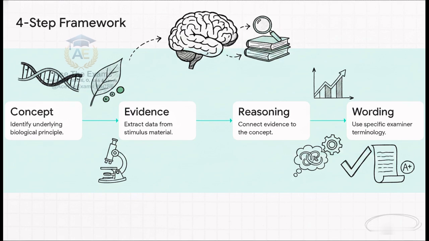Step 1, identify the underlying biological concept. Step 2, extract evidence or data directly from the stimulus material they give you. Step 3, apply scientific reasoning to connect that evidence right back to the concept. And finally, step 4, use specific examiner wording. I'm talking about those precise syllabus terms that are literally printed on the mark scheme. This simple framework turns a messy, rambling paragraph into a laser-focused, full-mark response.